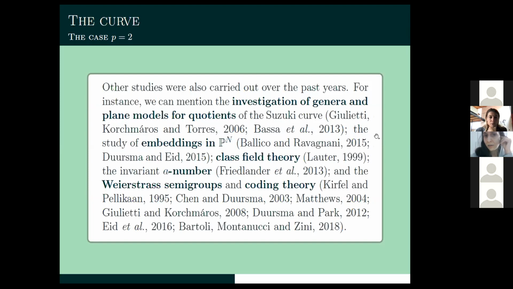Other studies on the Suzuki curve go through, for instance, the investigation of the general and the plane models for some quotients of this curve embedded into other spaces, class field theory, Weierstrass semigroups, and also Galois theory.